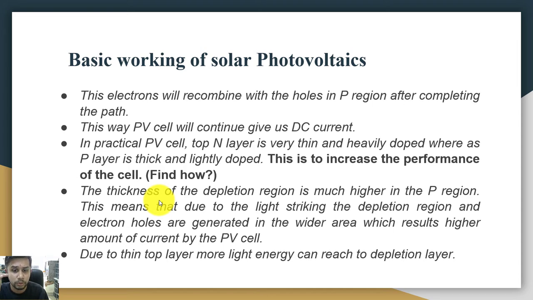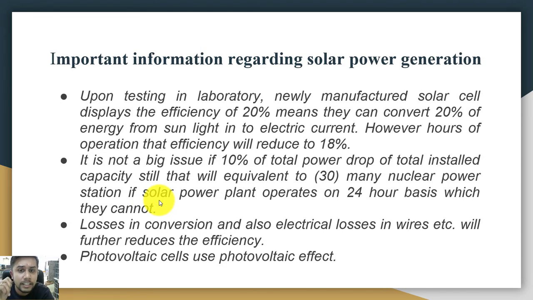Upon testing in the laboratory, a newly manufactured solar cell displays an efficiency of nearly 20%, as it can convert 20% of the energy from sunlight into electric current. However, after hours of operation, that efficiency will reduce to 18%. It is not a big issue, but if 10% of the total installed capacity's power drops, that is still equivalent to 30 or many nuclear power plants.